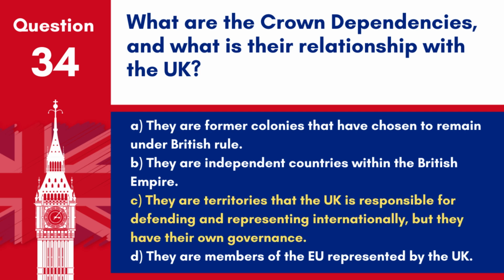Answer. C. They are territories that the UK is responsible for defending and representing internationally, but they have their own governance. The Crown dependencies include the Isle of Man and the bailiwicks of Jersey and Guernsey, which are not part of the UK but rely on it for international representation and defence.